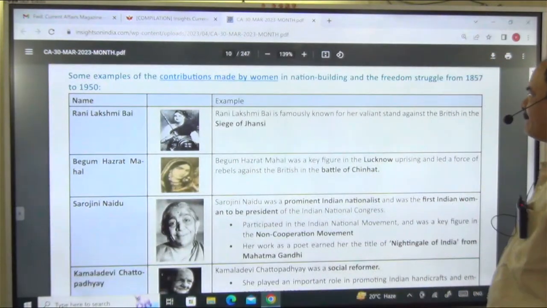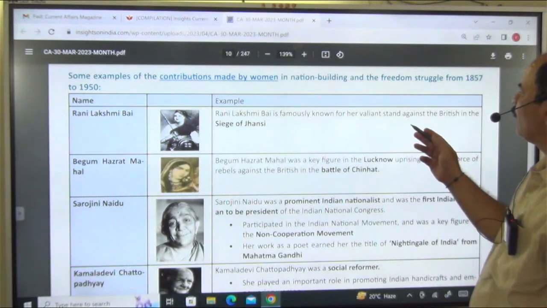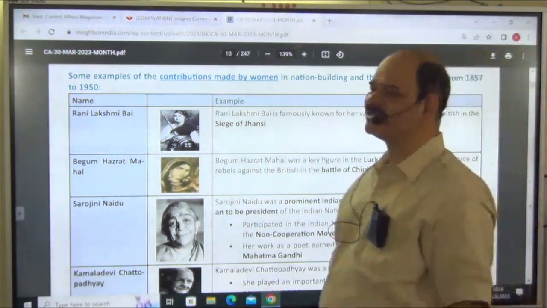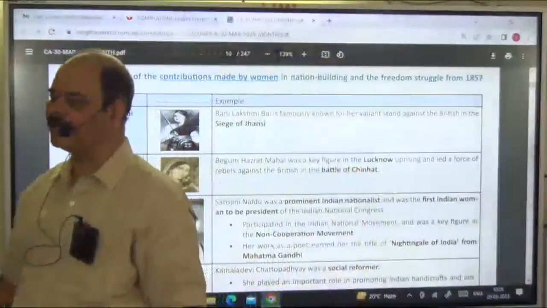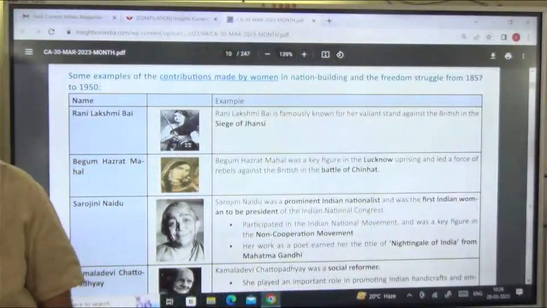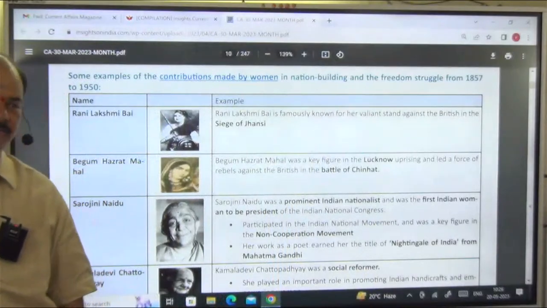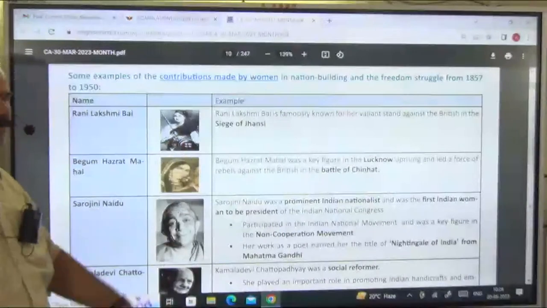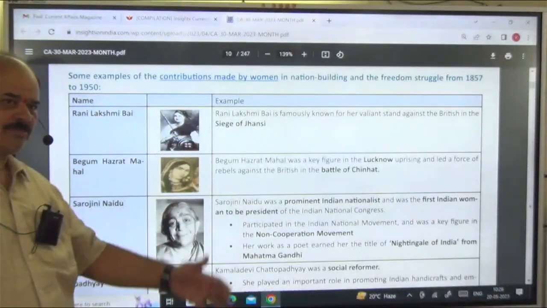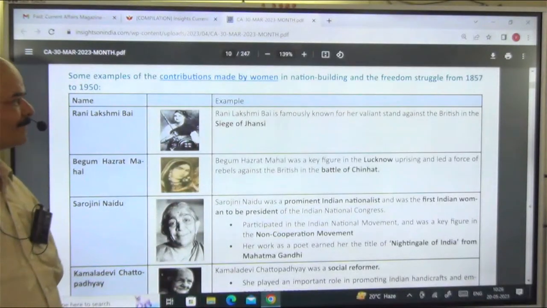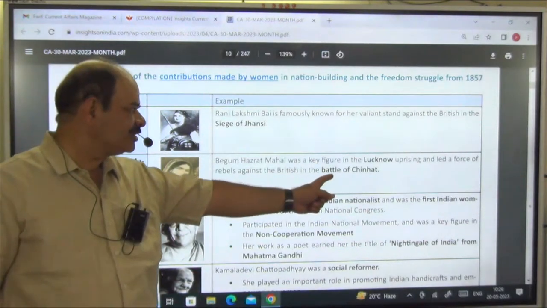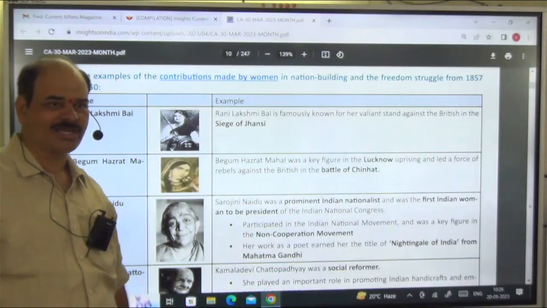For example, Rani Lakshmi Bai, famously known for her valiant stand against the British in the siege of Jhansi. Even she was praised by a British army commander. And in our routine classes we have discussed the husband's name and the horse's name of Jhansi Lakshmi Bai, etc. Now, we have never encountered this Battle of Chinhat in our routine classes.